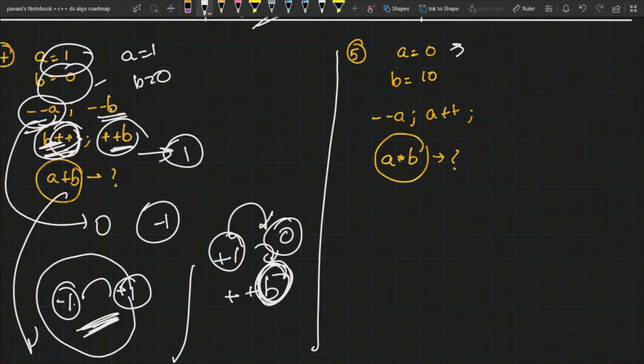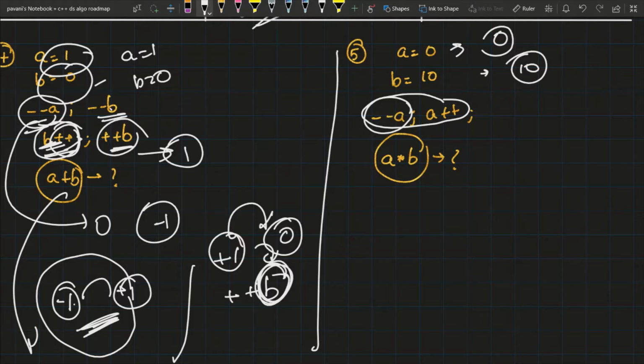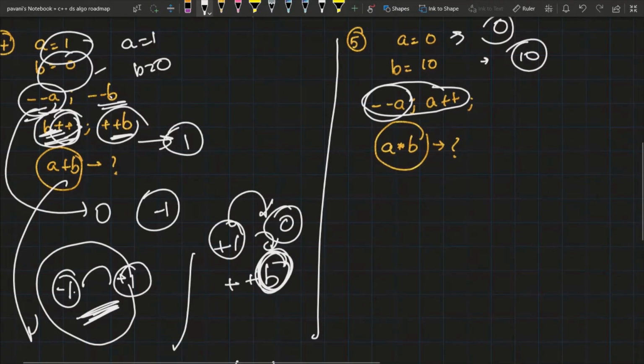Now a equal to 0, b equal to 10. Pre-decrementing a. This type of problem is important to understand this concept. You may feel some confusion, but this is the correct way to conquer increment or decrement.